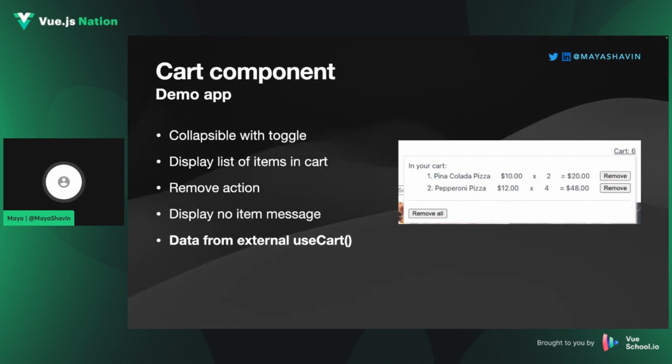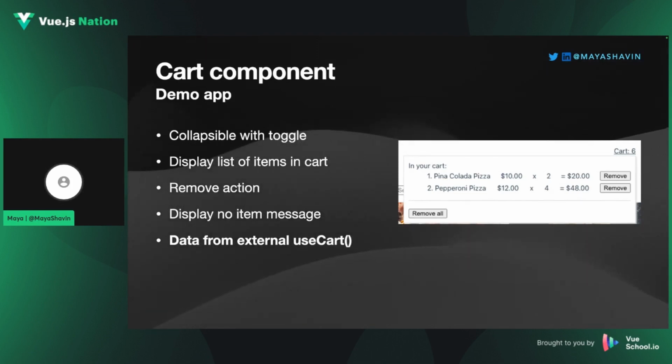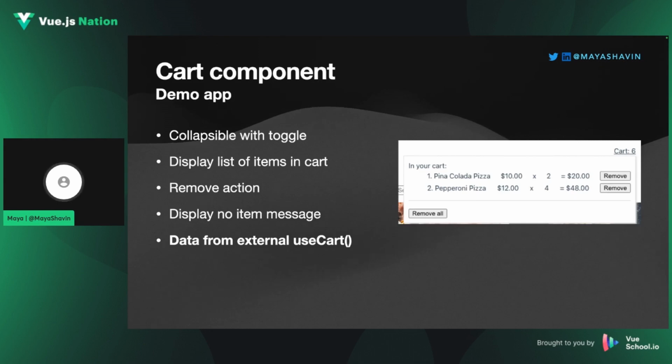We're not going to look at every component, we only look at two. The first is the cart component. As you can see, the cart component displays a list of cart items, allows you to toggle the cart visibility, and allows you to remove one cart item or every cart item. It also displays whether or not there's anything in the cart. The data we use inside this cart component comes from the useCart composable, and not from props.